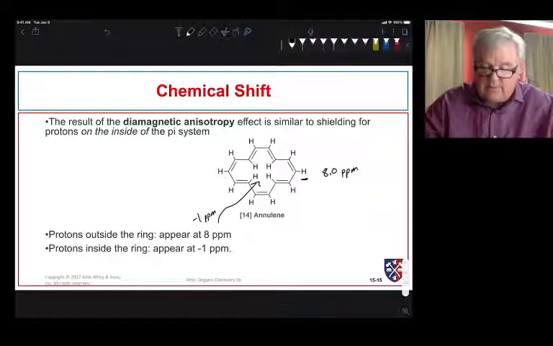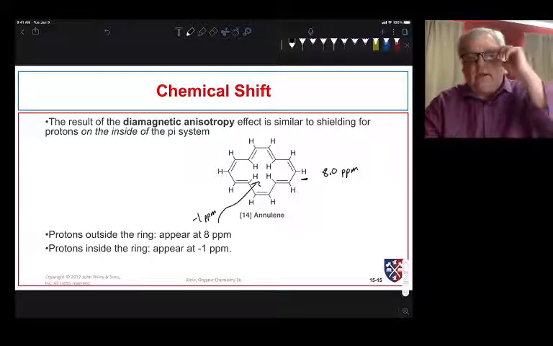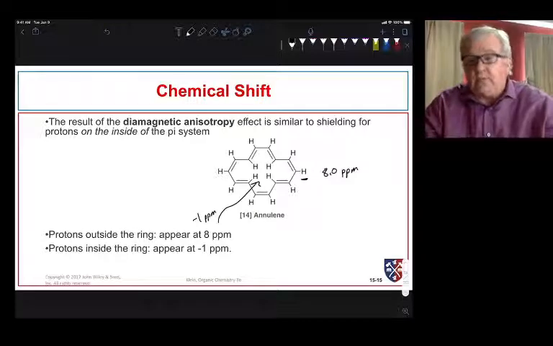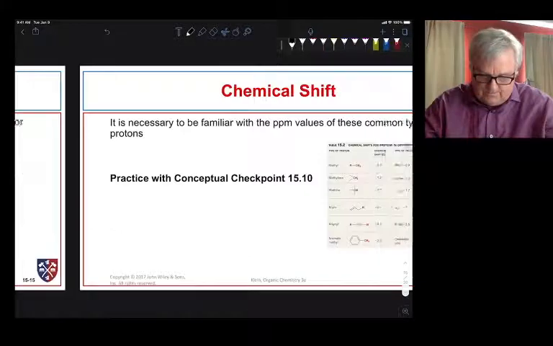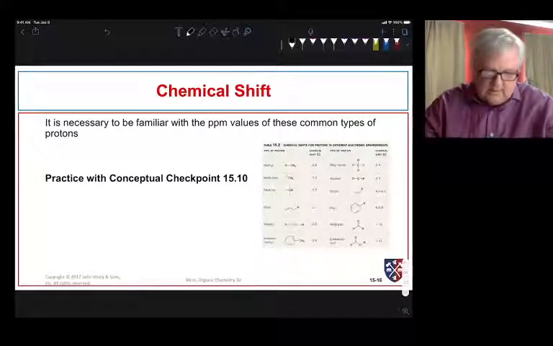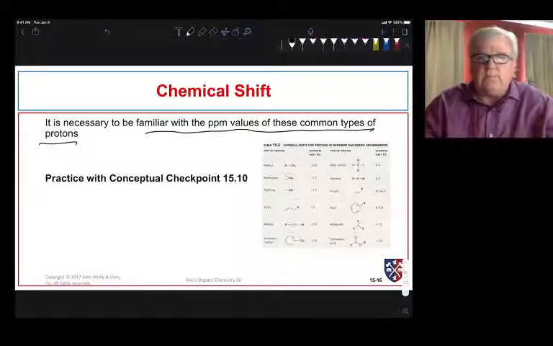So we talk about them as being very shielded. That's because of the way the induced magnetic field appears in these big aromatic molecules. So we've got to be familiar with ppm values as we take a look at these different charts, and I'll send some charts out to you folks very soon.